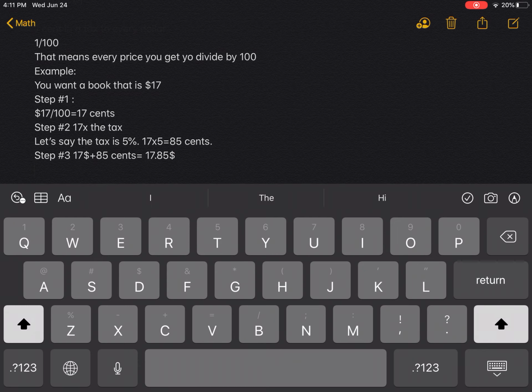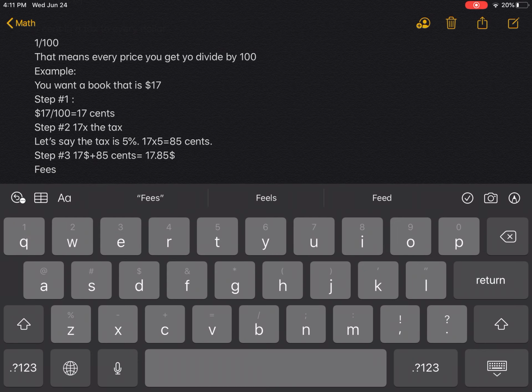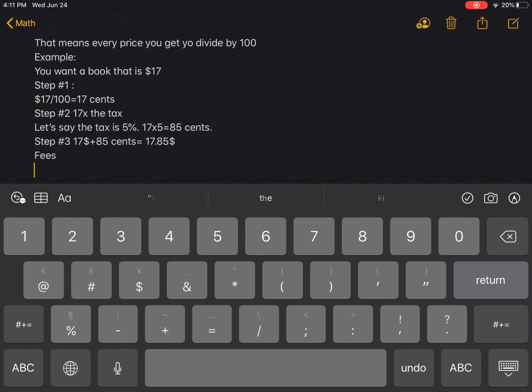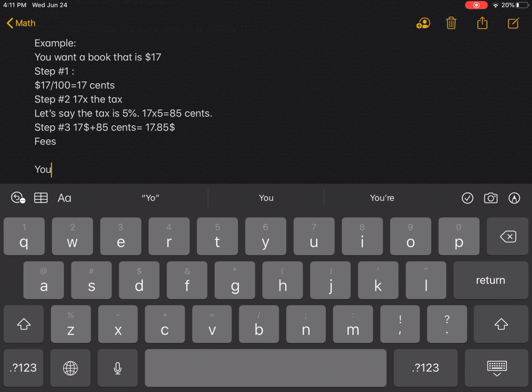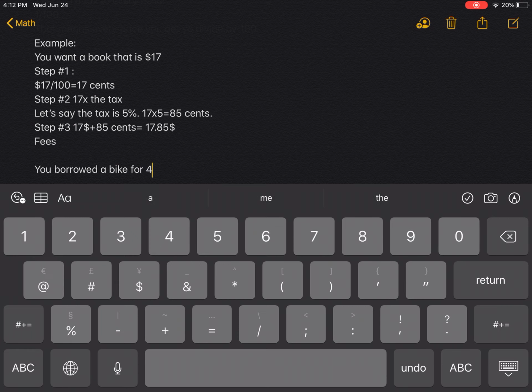Okay, so moving on to fees. So fees. You borrow a bike for, let's say, $40.